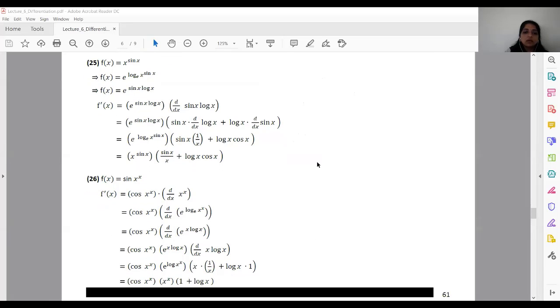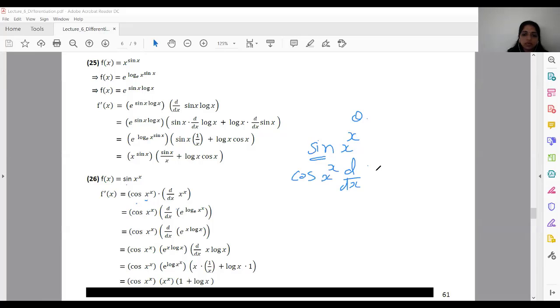The next, sin x raised to x. Okay, so sin x raised to x. This is our function, this is our theta. So first derivative, the derivative of sine is cos. X raised to x, theta will remain the same. And then the derivative of x raised to x.